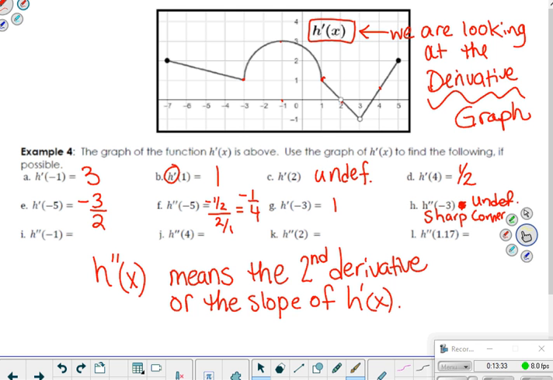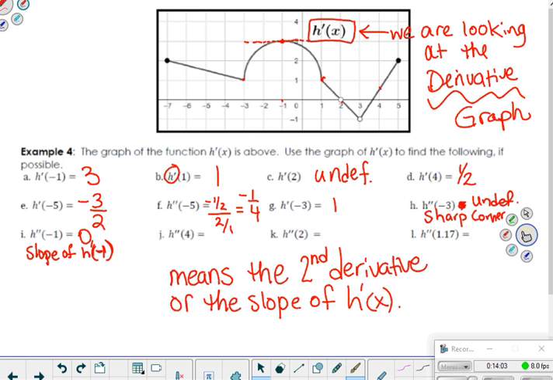H double prime of -1. Well, let's find -1. H double prime means read the slope of it. So I'm looking at the tangent line that has a 0 slope. So slope of H prime of -1 is what we did to get that. You might want to make a note to yourself. H double prime of 4.